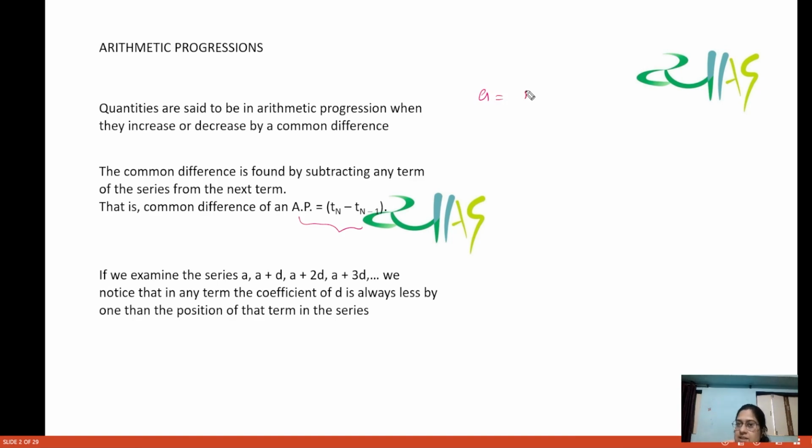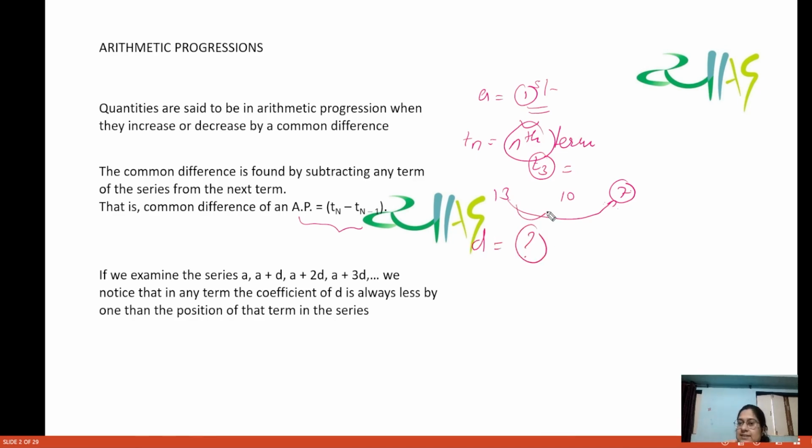You have A as the first number of the arithmetic progression. That necessarily does not need to be one, it can be any number. You have Tn as the nth term. For example, let's say we take this AP, 7, and so this is the third term, so we say T3. And then we have a common difference D, that is 3 here.